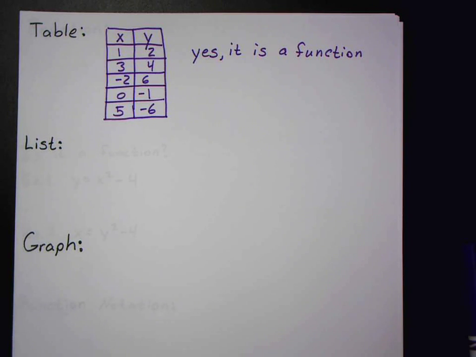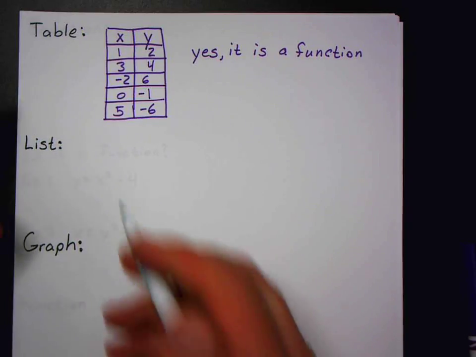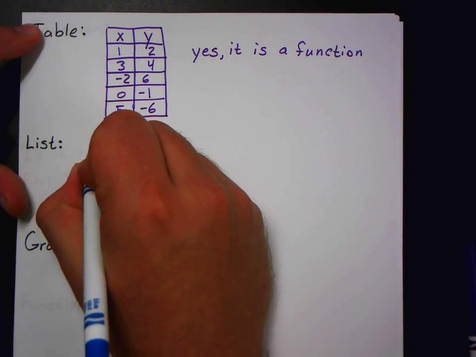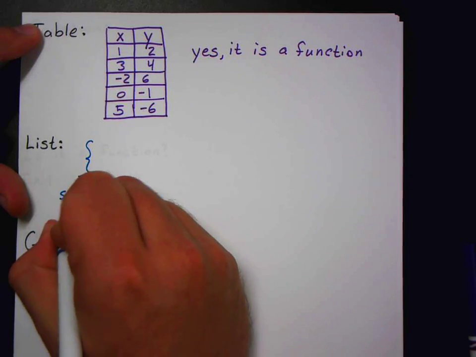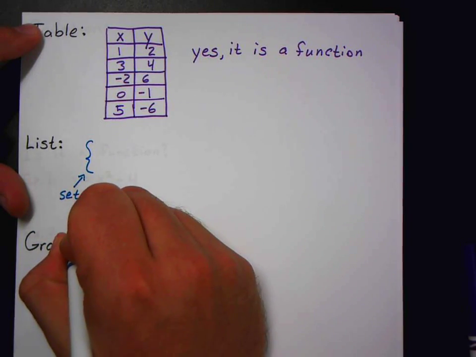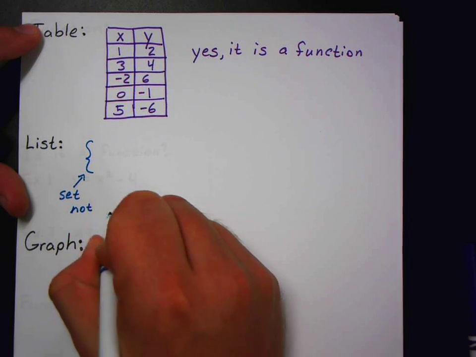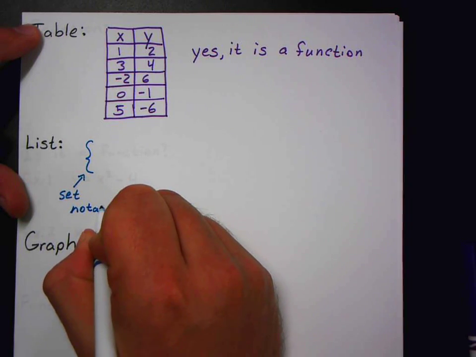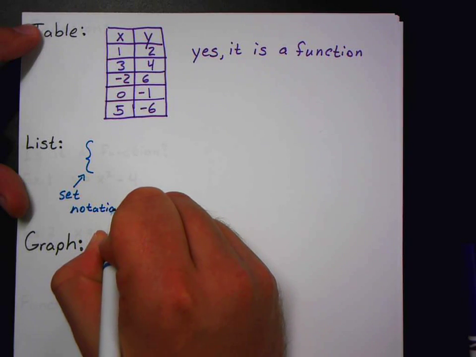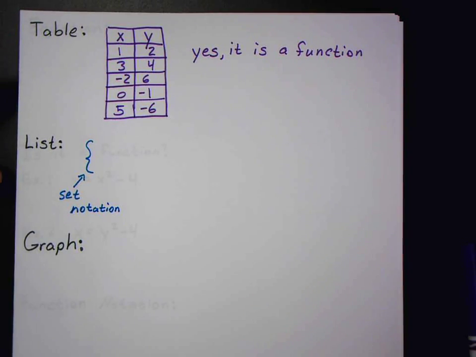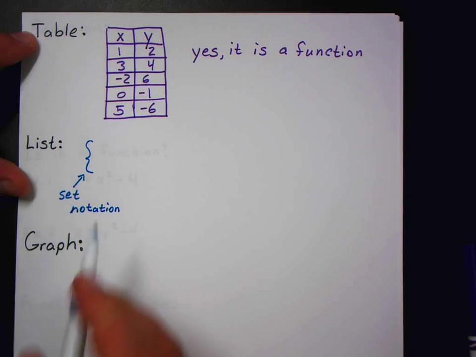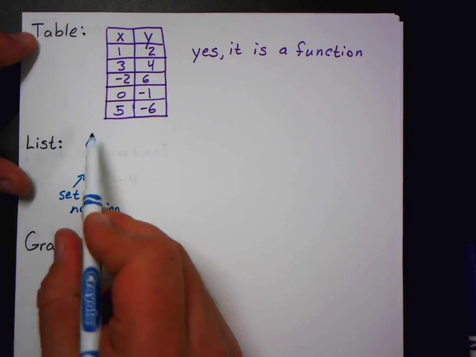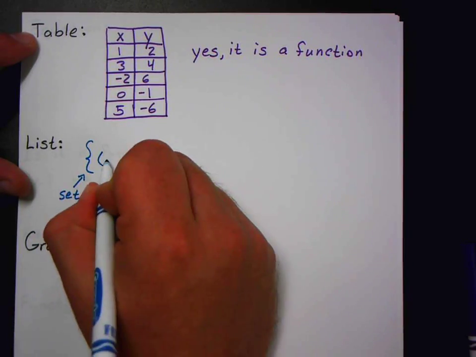Okay, a list just means that you have a grouping of ordered pairs. I'm going to use this to kind of introduce set notation. Usually we just use these squiggly little brackets. There's a lot of different ways of doing set notation, but anytime you do set notation, it always starts with these squiggly little brackets.